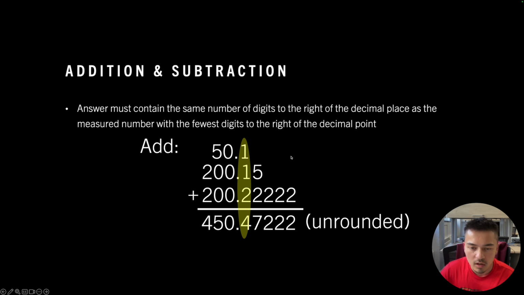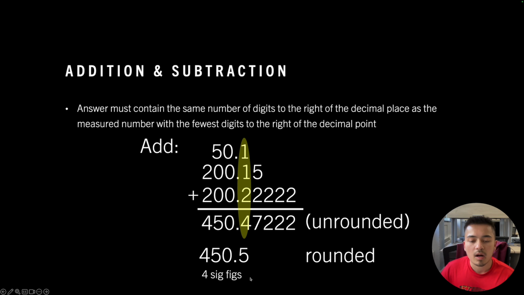We need to look at the smallest decimal place, which would be 50.1. There's nothing on the other side of that. So this only has 1 decimal place, which means that we need to look at our answer and only have 1 decimal place. That means that our answer would be 450.5, as we rounded the 7 up to a 5 here. But it's good to keep in mind that this is now 4 sig figs.